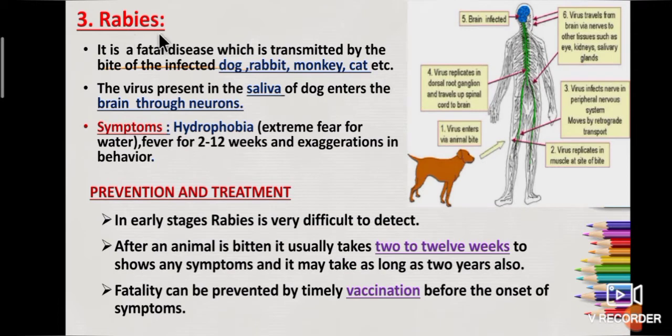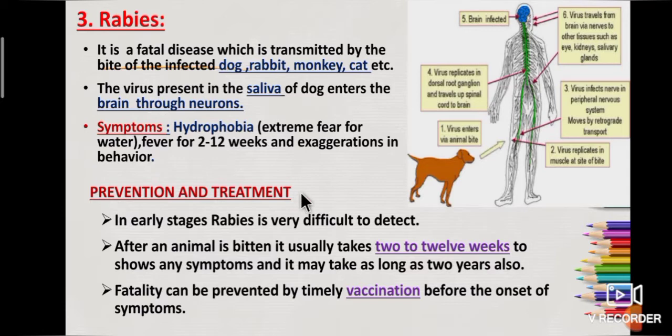Third disease is rabies. It is a fatal disease which is transmitted by the bite of an infected dog, rabbit, monkey, cat, etc. The virus present in the saliva of the dog enters the brain through neurons. Symptoms of rabies are hydrophobia, that is extreme fear of water, fever for 2 to 12 weeks and exaggerations in behavior.